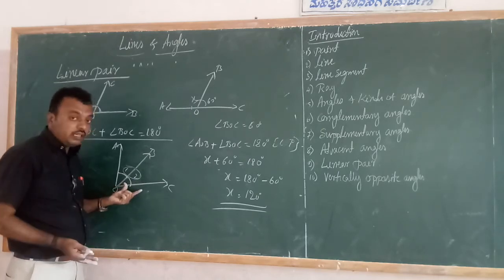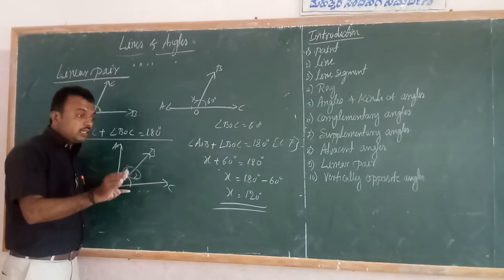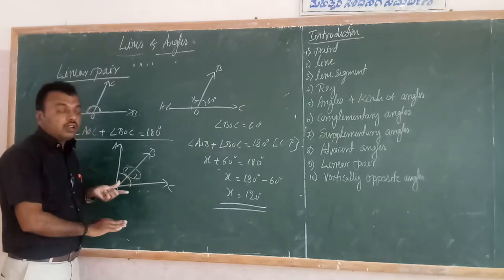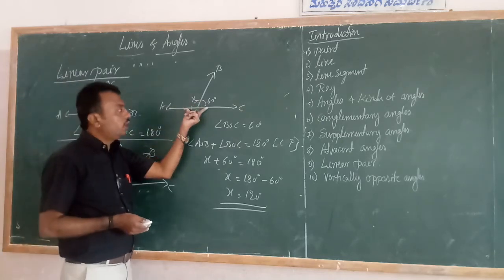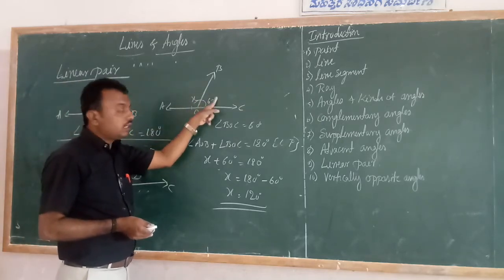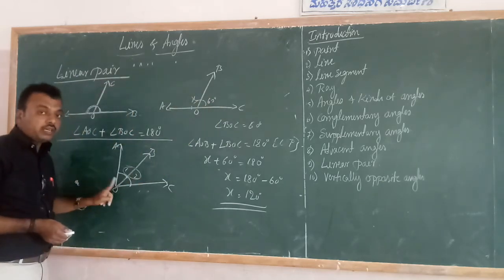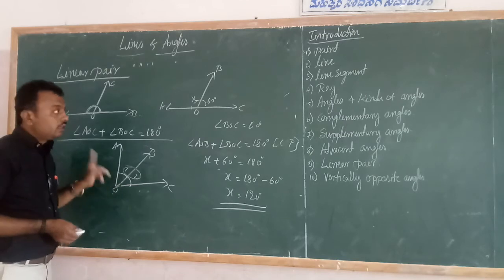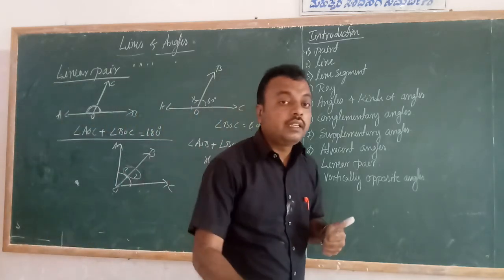That's why it is not a linear pair, but it is adjacent angles. So every adjacent angle need not be a linear pair. Every linear pair is an adjacent angle. See, in one I will take the linear pair. These two are adjacent angles and also a linear pair. But this example is only adjacent, not a linear pair. The sum of any two adjacent angles equal to 180 degree is called a linear pair.